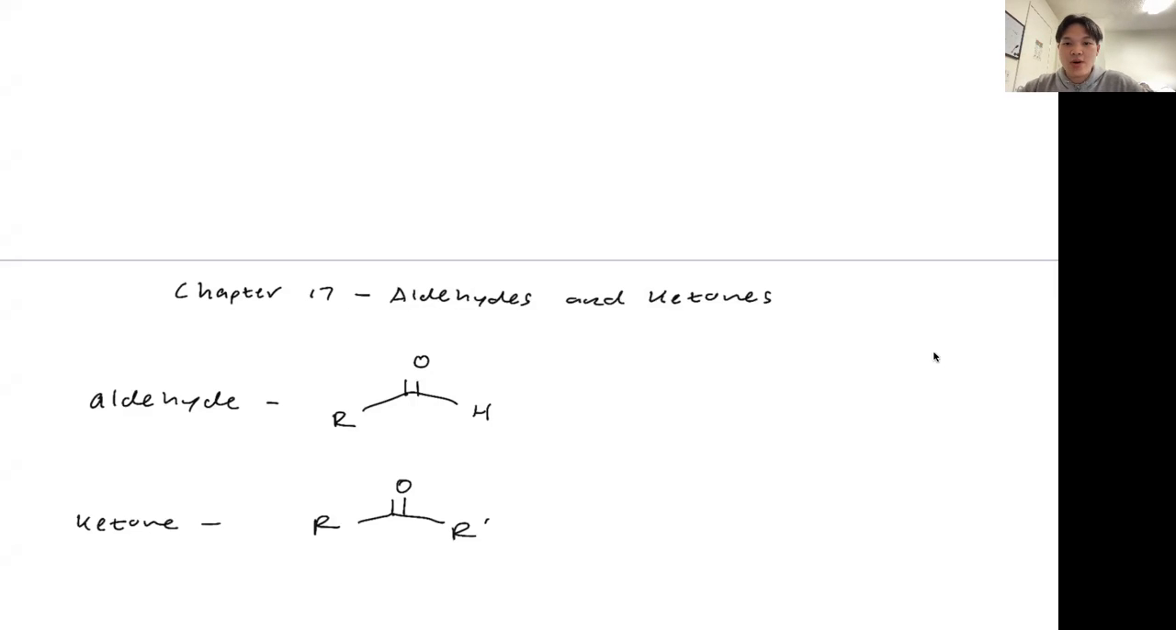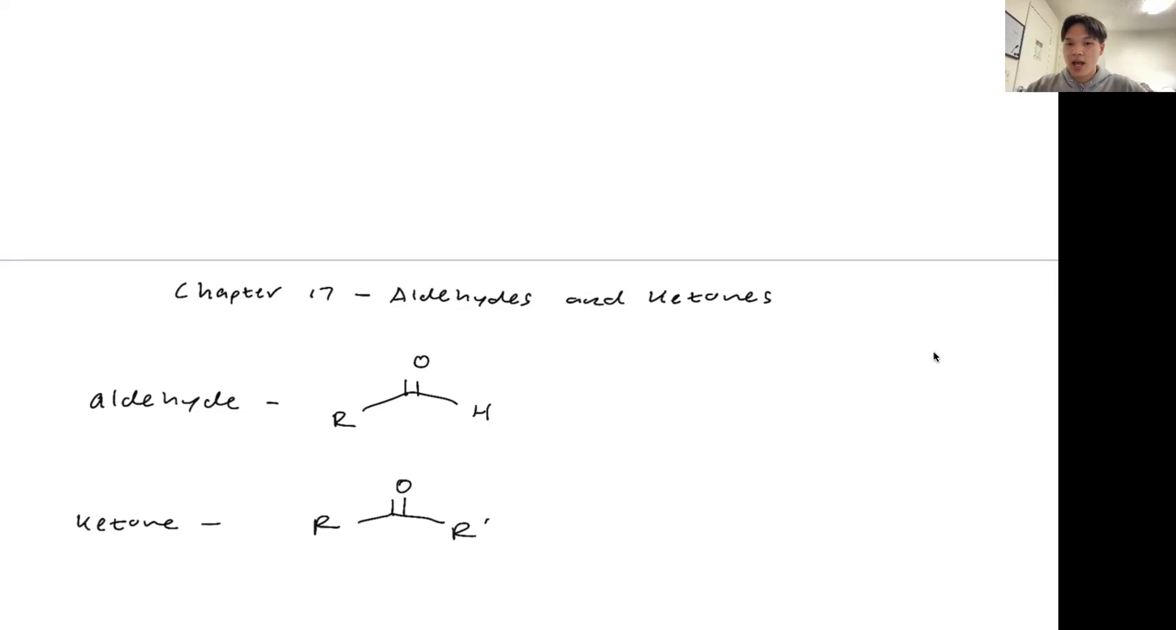We're going to be dealing with aldehydes and ketones. This is actually my favorite chapter in the book, or one of my favorite chapters. I really like carbonyls and I enjoy their chemistry. So let's get into it. The chapter is dealing with aldehydes and ketones, chapter 17. And when we talk about aldehydes and ketones, we first have to know what they look like.